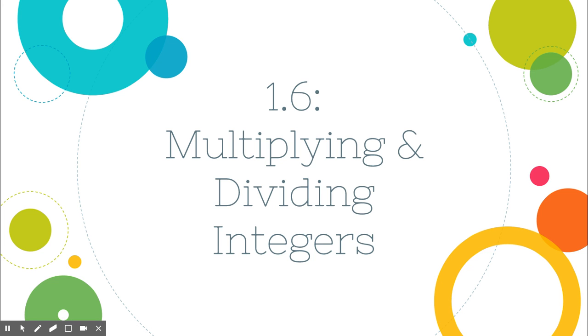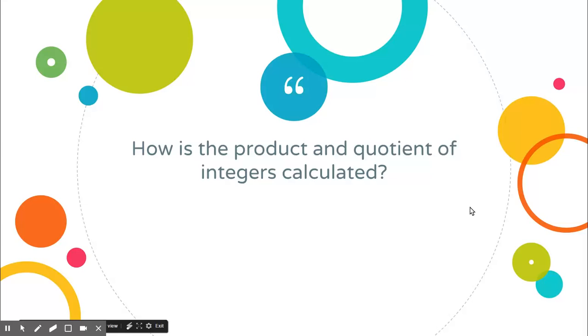Hi students, in this video we will be going over multiplying and dividing integers. Our essential question for today is, how is the product and quotient of integers calculated? So, how is the product and quotient of integers calculated?